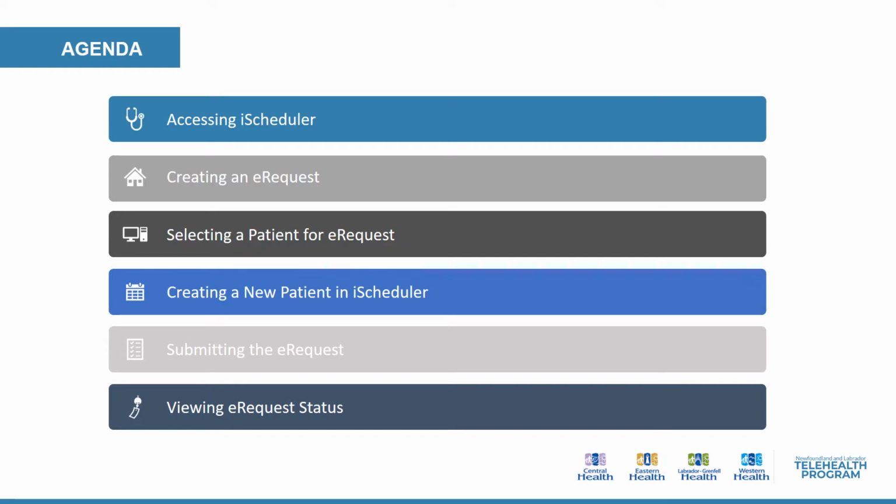First, we will review how to gain access to iScheduler. Next, we will introduce eRequest and show you how to create an eRequest, select or create a patient in iScheduler, and submit a booking request. Finally, we will demonstrate how to search for the appointments that have been booked.